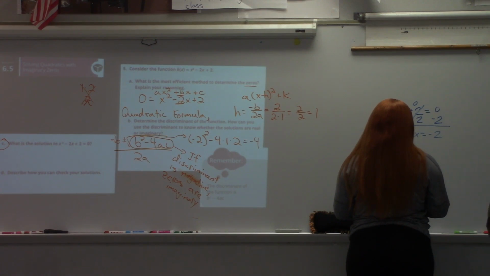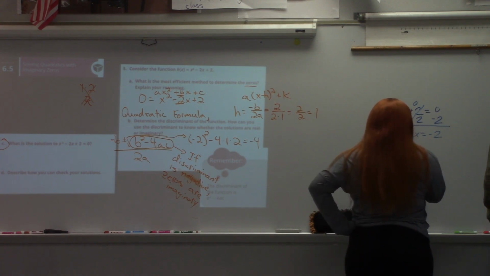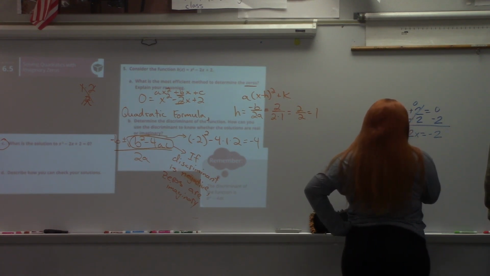And now I can get the vertex with that. A times X minus H plus 1 squared plus K is equal to. We've actually converted from standard form to that vertex form, so it's still equal to 0. Can I solve that equation?